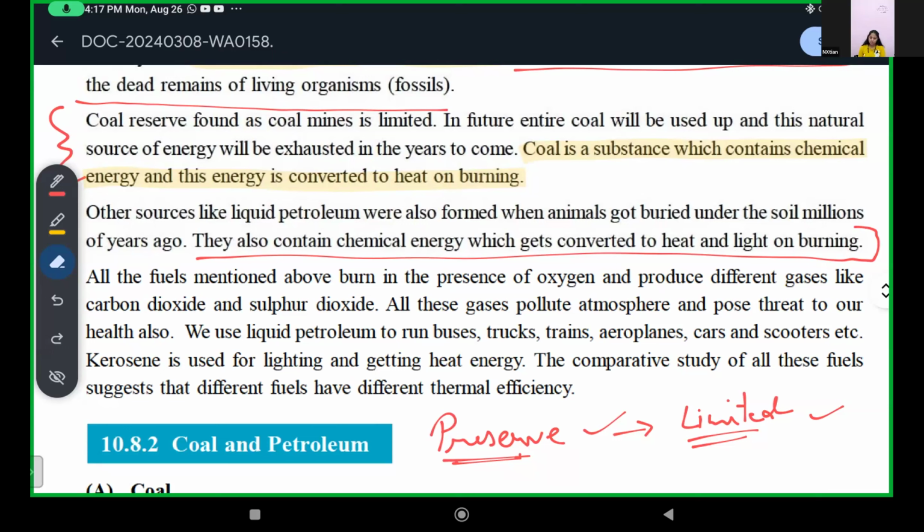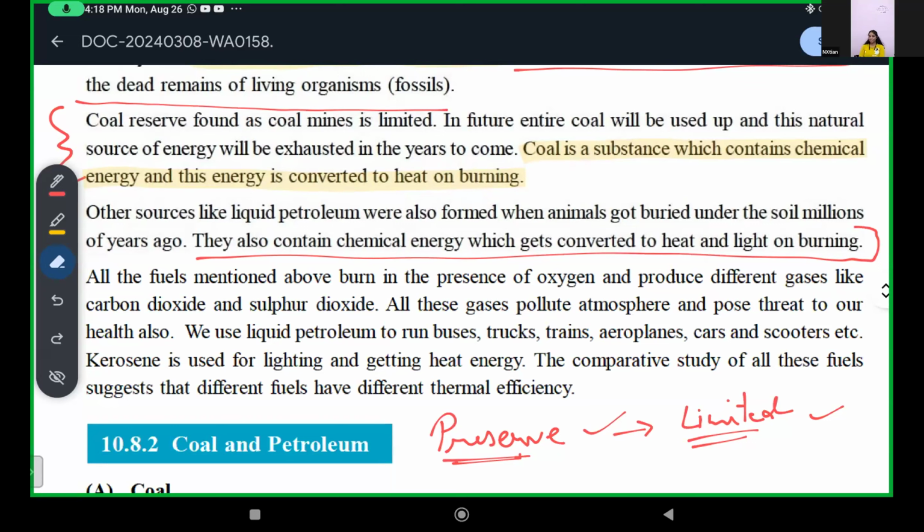All the fuels mentioned above burn in the presence of oxygen and produce different gases like CO2 and sulfur dioxide. All these gases pollute the atmosphere and pose a threat to our health also. We use liquid petroleum to run buses, trucks, trains, aeroplanes, cars, scooters, etc. Kerosene is used for lighting and getting heat energy. Comparative study of all these fuels suggests that different fuels have different thermal efficiency, meaning the burning capability, burning efficiency: whether it burns quicker or not, whether the fire will last or not.